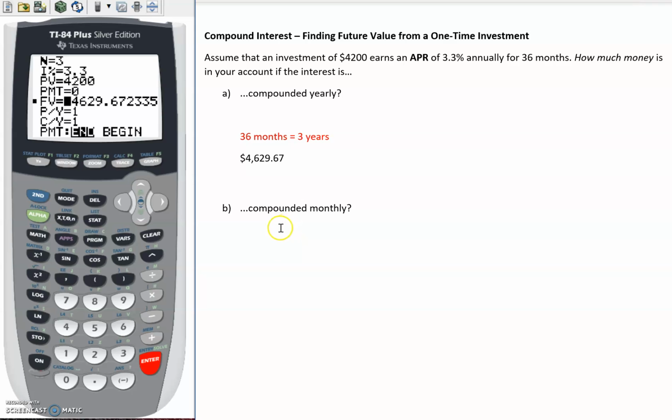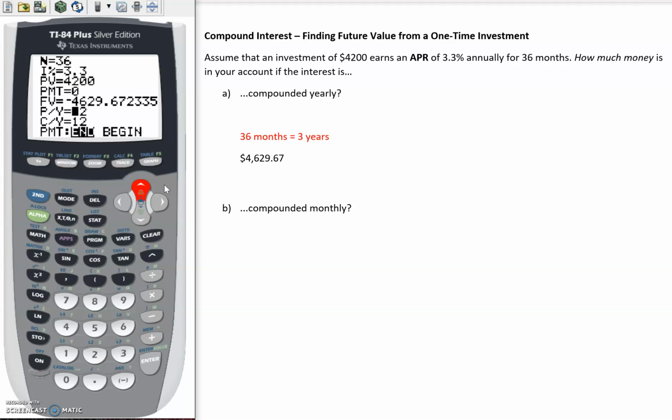Now, if we're compounding monthly, like we're asked in part B, things are going to change a little bit. Let's start back up at N here. So how many compounds are we going to have? Well, we're going to have 36 of those. Our interest is still 3.3%. Our present value is still 4,200. Payment is still 0.